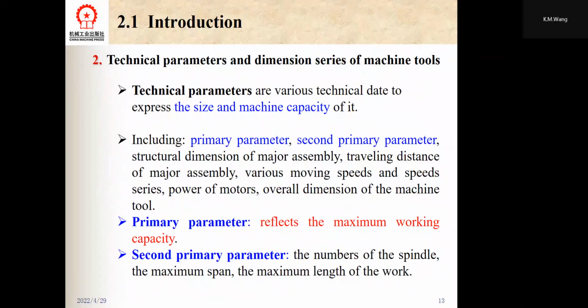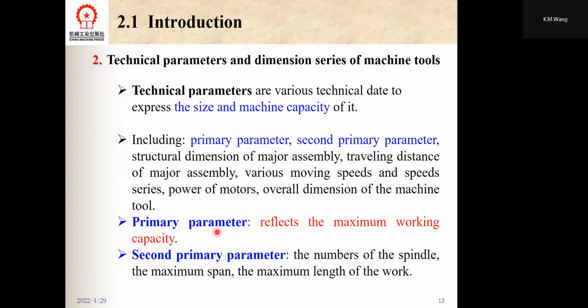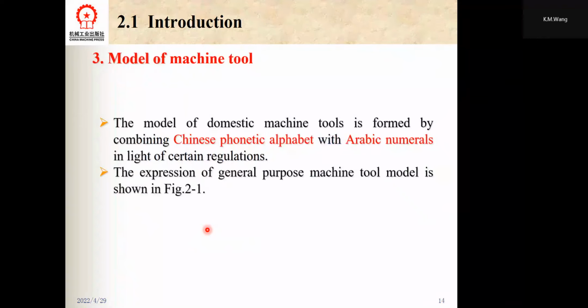It includes the primary parameter, second primary parameters, the structural dimension of major assembly, traveling distance of major assembly, various moving speeds and speed series, power of motors, and overall dimension of the machine tool. The most important is the primary parameter. It reflects the maximal working capacity. Then are the second parameters: the number of the spindle, the maximal span, and the maximal length of the work. And then is the model of the machines.